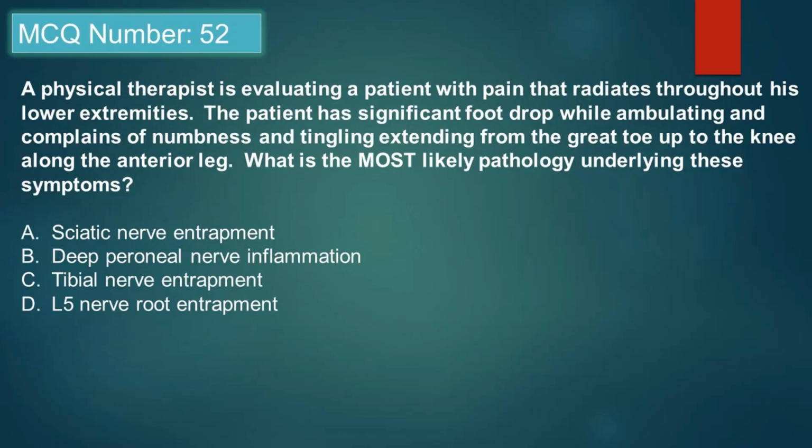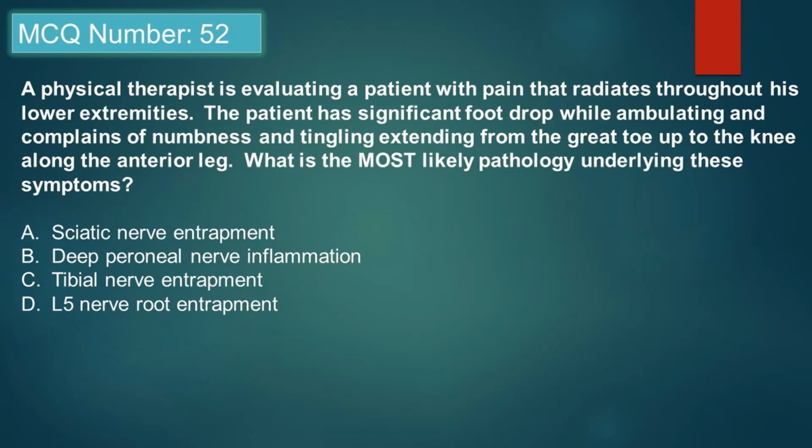Moving toward scenario number 52, a physical therapist is evaluating a patient with pain that radiates throughout his lower extremity. The patient has significant foot drop while ambulating and complains of numbness and tingling extending from the great toe up to the knee along the anterior leg. So what is the most likely pathology underlying these symptoms?